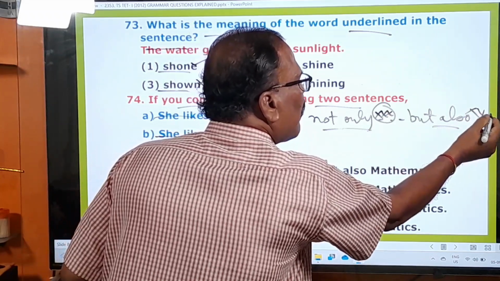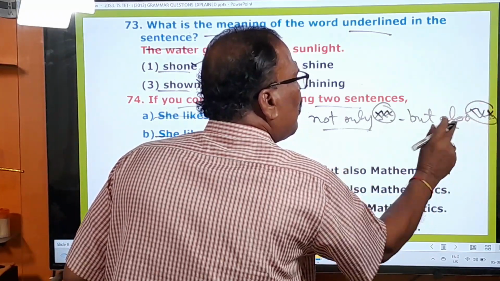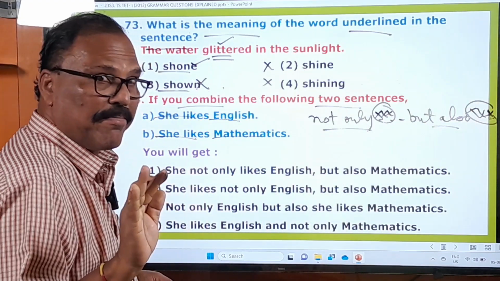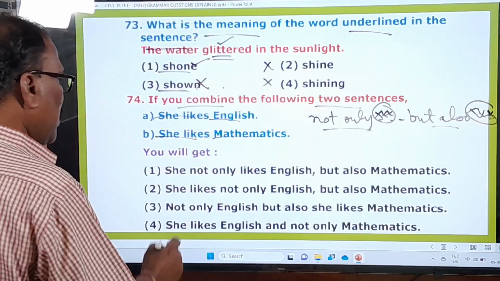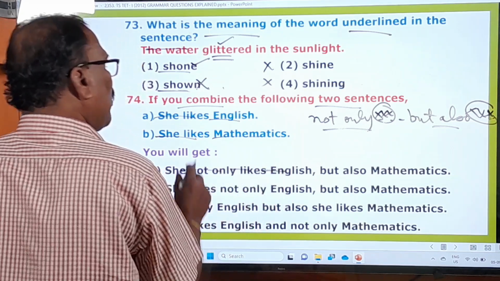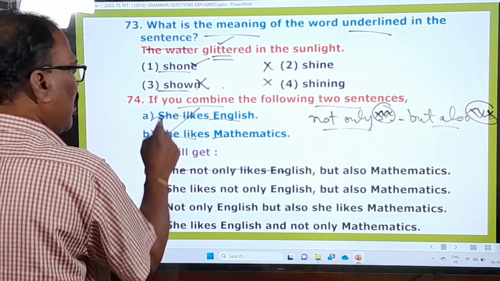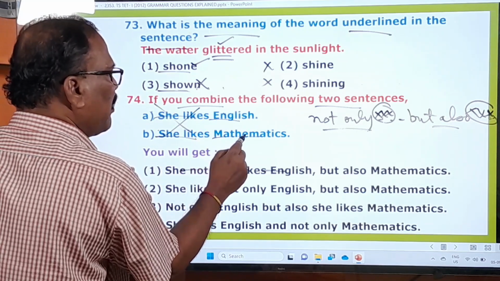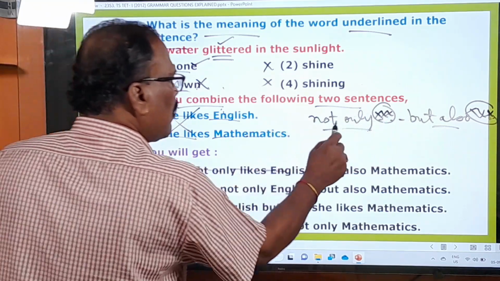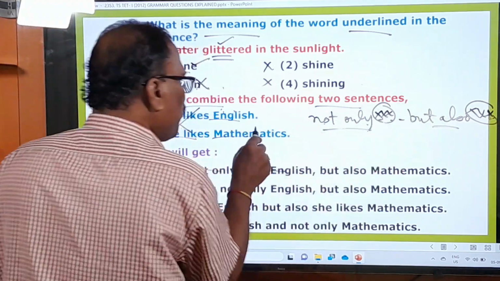Immediately before the word it joins. Not only, dash, but also, dash, that must be there, not elsewhere. So here you see, "She not only likes English." What should we look at? She likes is common. English and mathematics, these two things only we have to join with the "not only". So with "not only English but also mathematics", it must be.